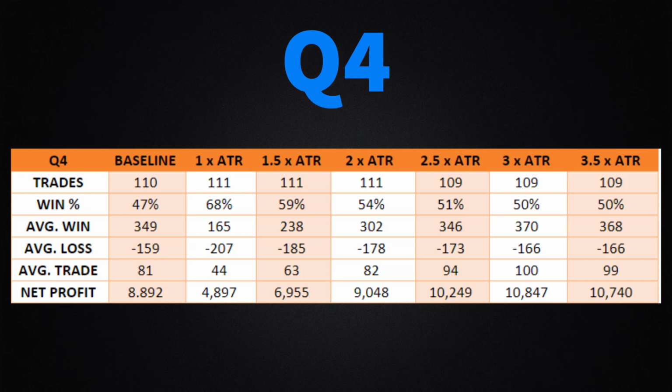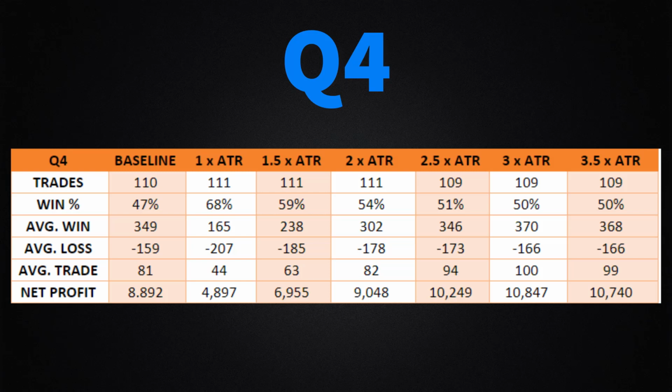So, 1.5, all right, things got better, but still worse than the baseline. 2 times ATR is finally when we start getting better than the baseline test. And of course, I kept stretching it out. 2.5, okay, even better. 3 times, even better. And then once I got to 3.5, look at that, it starts getting worse. So again, the threshold for the Q4 qualifier is about 3 times ATR.